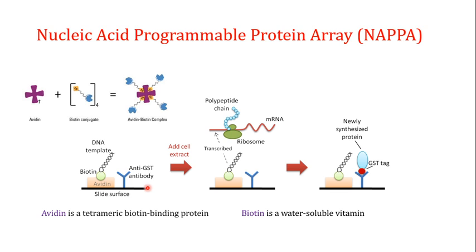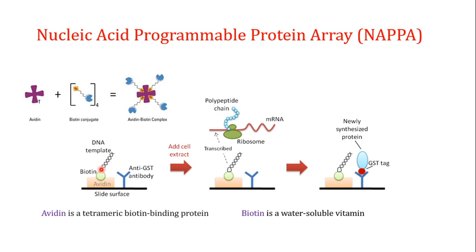If you talk about the interaction of avidin and biotin, avidin is actually a tetrameric biotin binding protein, and as you can see here, one avidin molecule can bind to 4 biotin molecules, and biotin is a water soluble vitamin. So your aim is to immobilize your template DNA on this solid surface, but you cannot do that directly, so you are indirectly immobilizing it. You attach the avidin to the slide surface, biotin to your template DNA, and when the biotin and avidin interact with each other, the template DNA is immobilized on the slide surface.